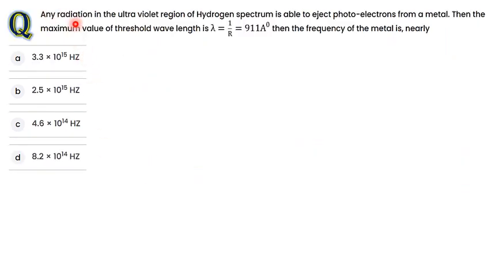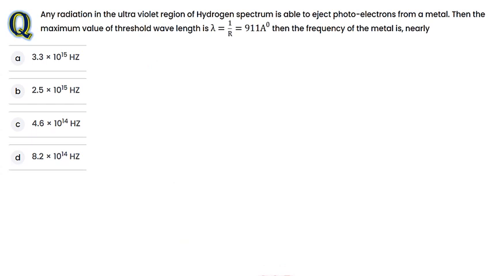Okay, now the next problem here is: any radiation in the ultraviolet region. See here, the UV region of a hydrogen spectrum is able to eject a photoelectron from a metal. From the metal you are going to have a photoelectron. So that is the photoelectric effect. Then the maximum value of threshold wavelength they have given here is lambda equal to 911 angstrom. Then the frequency of the metal is nearly what? They are asking for the frequency value in this case.